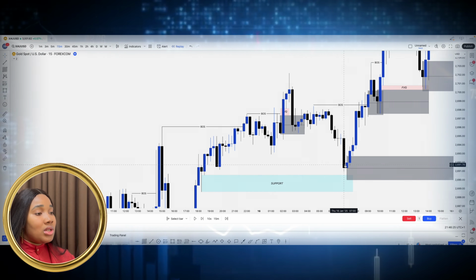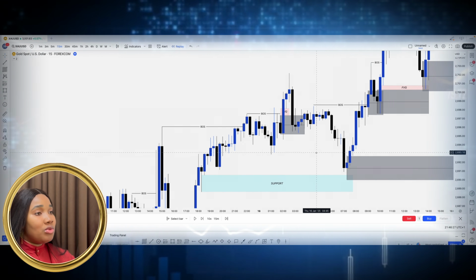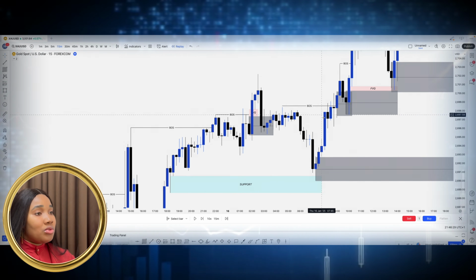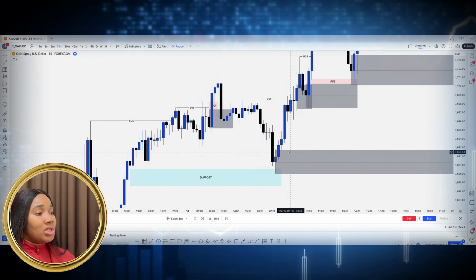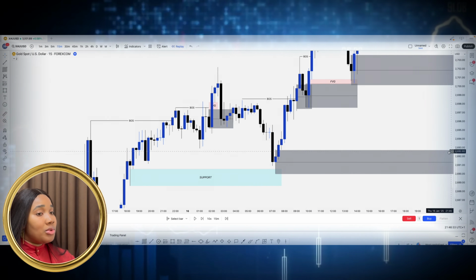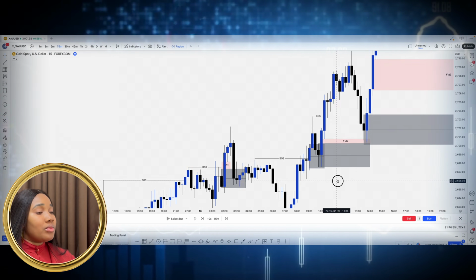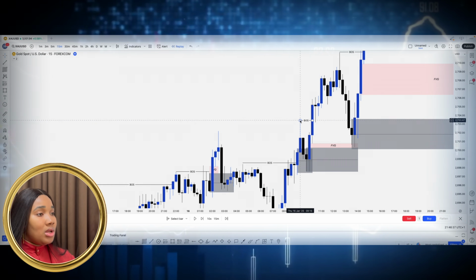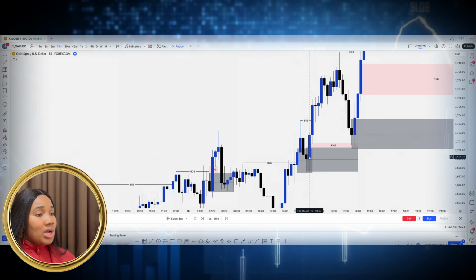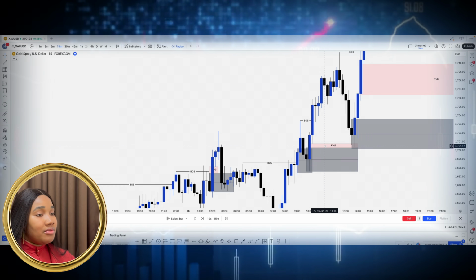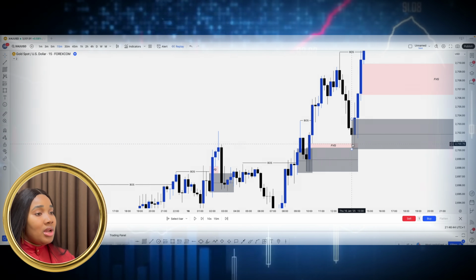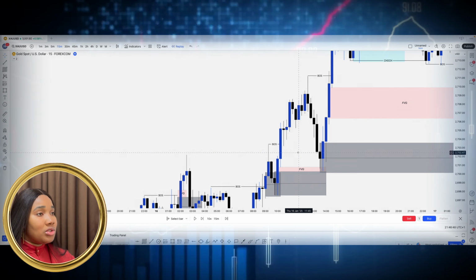So price slashing down, tapping into the support and moving to the upside. We got a break of structure, and now we have this unmitigated order block here, so we'll see what happens to it later on. But let's keep moving forward. A break of structure, I mapped out the origin and FVG, and you can see what price did here. Reacted off FVG and pushed to our direction.